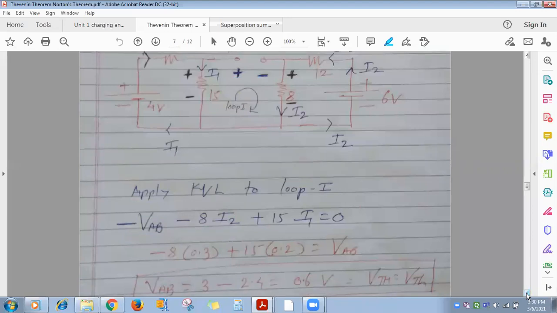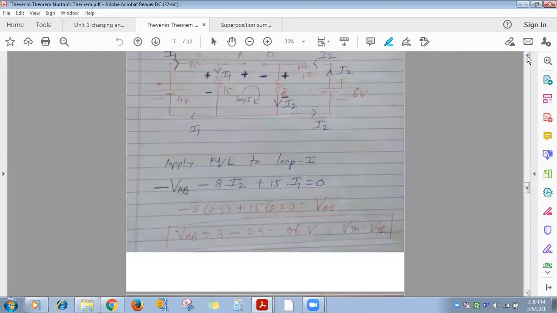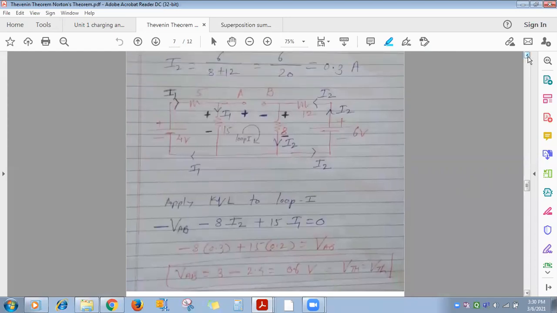Check your answer, 0.6. Yes, 0.6. Clear up to this 0.6? Everyone getting? Once you finish writing the calculations till VTH, tell me, I'll go ahead.